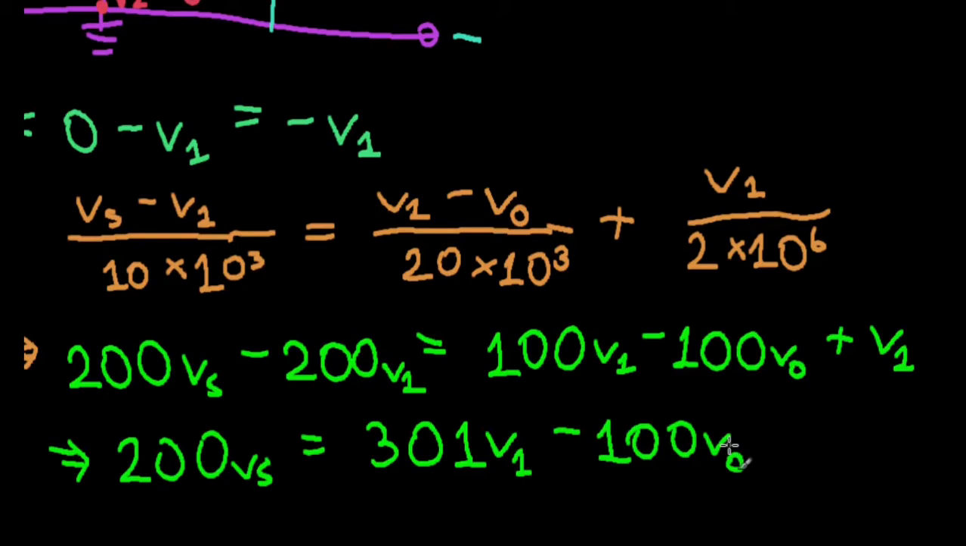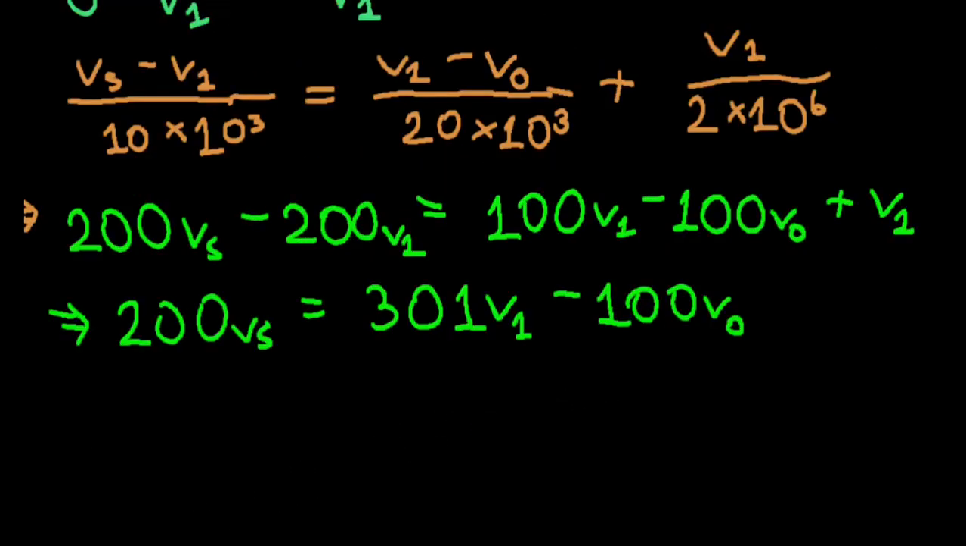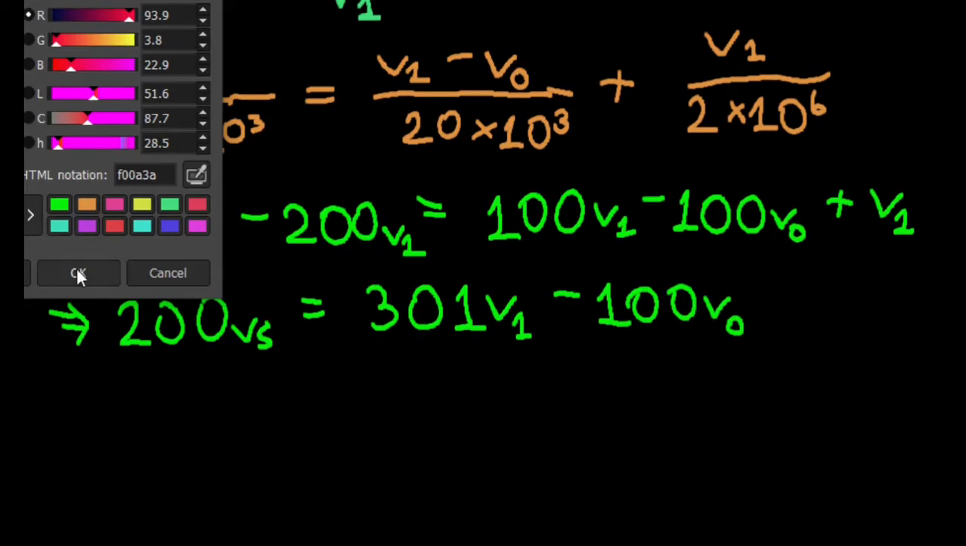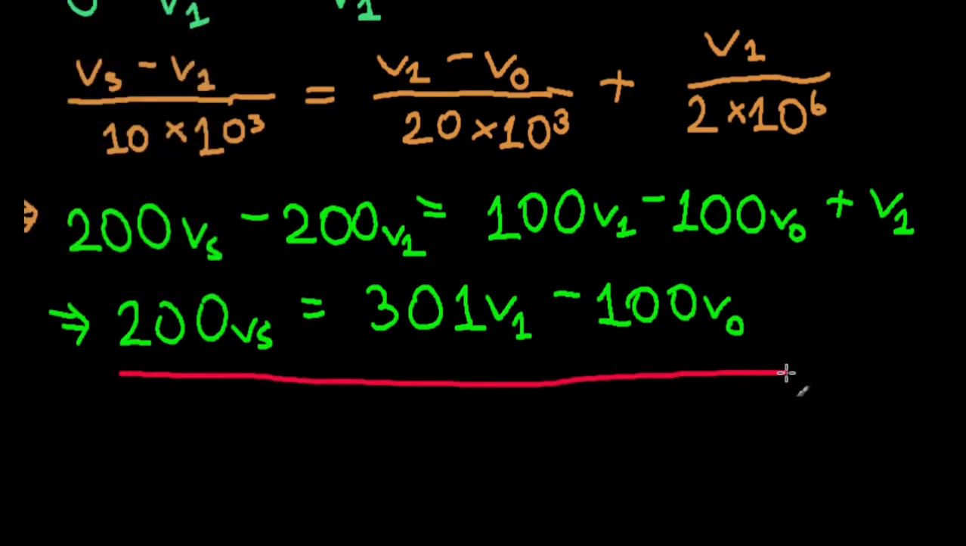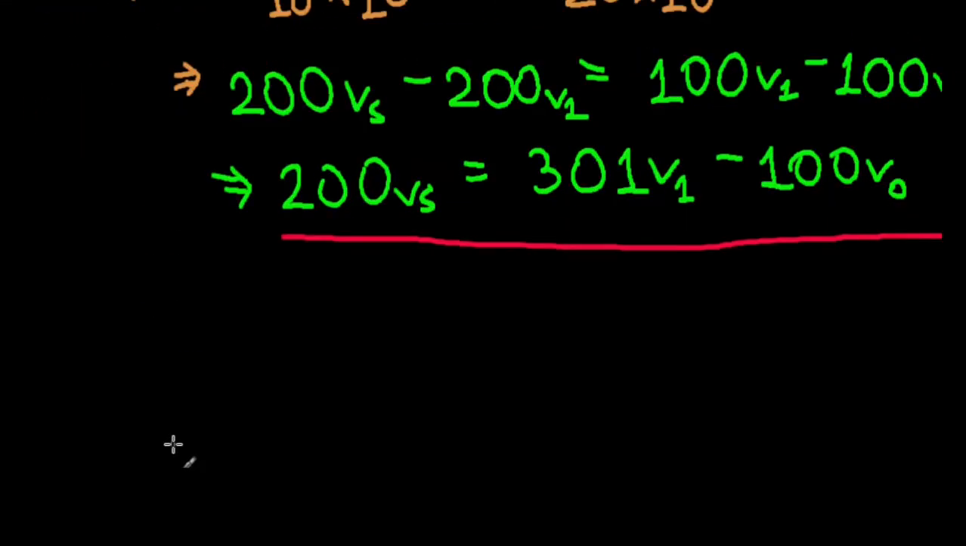So this is my equation. This is what we get from the first node. This cannot be simplified any further yet, so we'll leave that as it is for now. Let's move on to node 2.